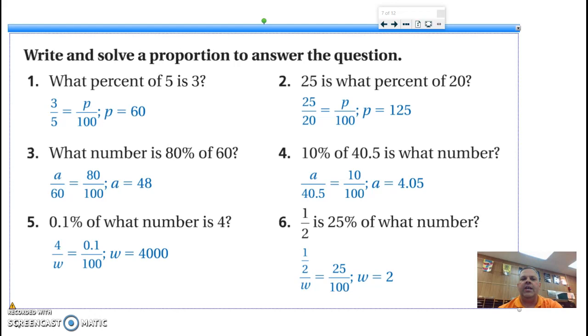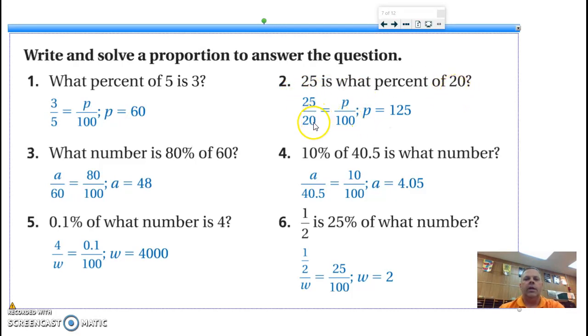In the first one, 3 is the part, 5 is the whole. Is over of is percent over 100. When I cross multiply, I get 5p equals 300. The percent is 60.